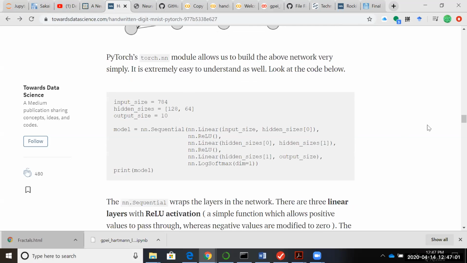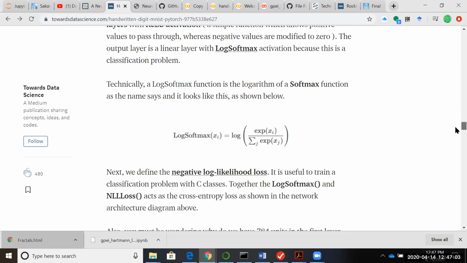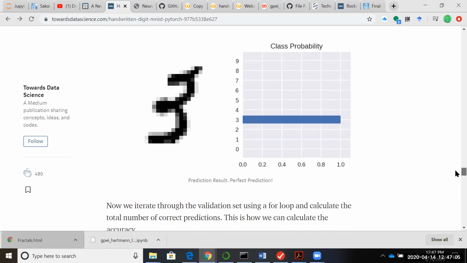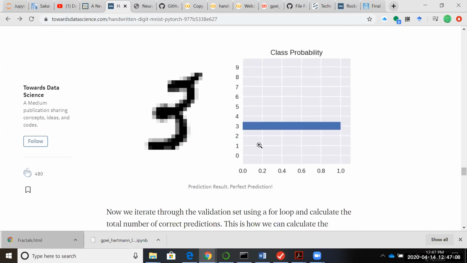Down here there's an example. Here's the image as the input, and the output is a probability for each of the individual digits. Each neuron in the output corresponds to one digit, and the probability is normalized between 0 and 1. In this case it's a 3. If the network works properly, it will produce a high probability for 3.